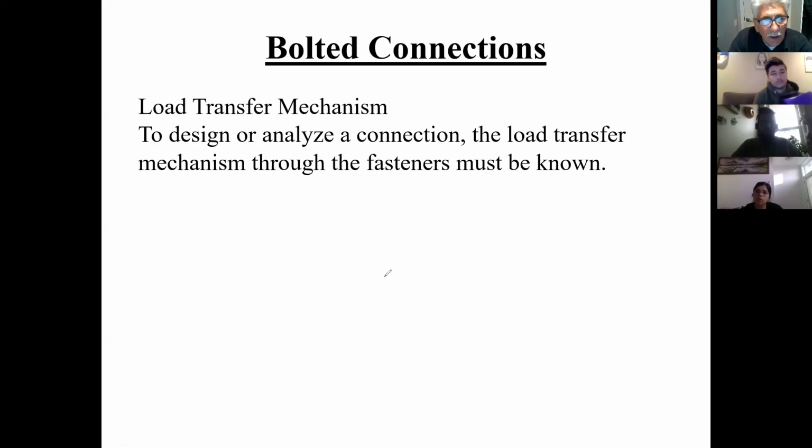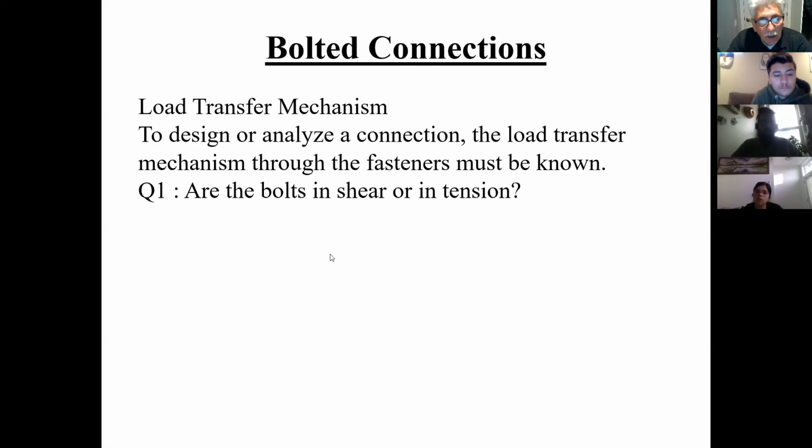Now, guys, basically, you'll see that you have to worry about the load transfer mechanism. In other words, how is the load going to get passed through the connection, and you make sure that every element in that connection has the necessary resistance to have the whole connection work properly. So basically, the first question you have to ask yourself: are the bolts in shear or in tension? Because the bolts have a different resistance if they have to resist the force in shear, or if they have to resist in tension.